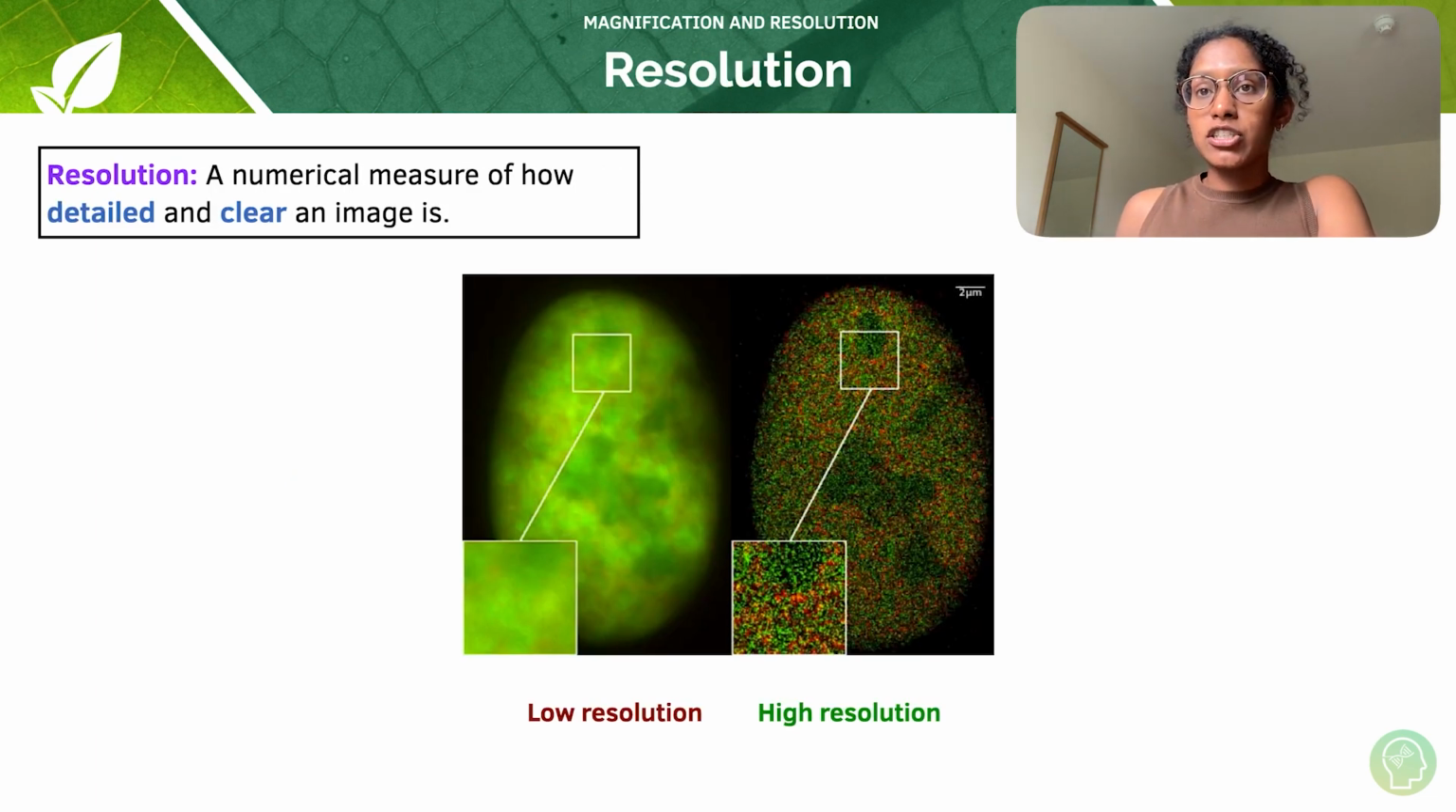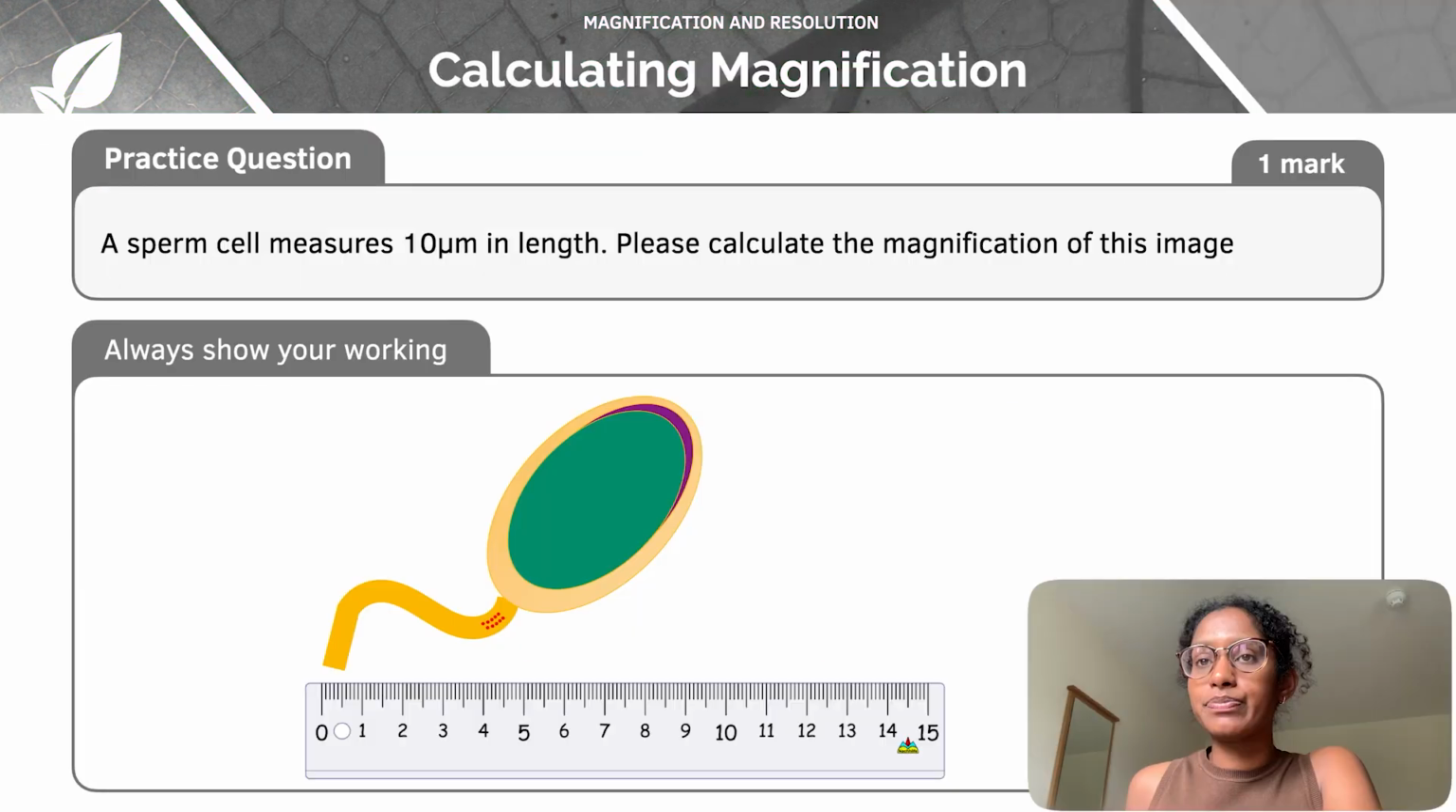Resolution is a numerical measure of how detailed and clear an image is. It's the ability to distinguish between 2 points which are close. So this is much higher resolution because we can distinguish between these points, whereas this is a lower resolution, we can't distinguish between the points.